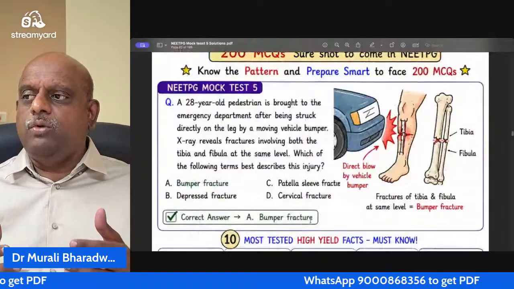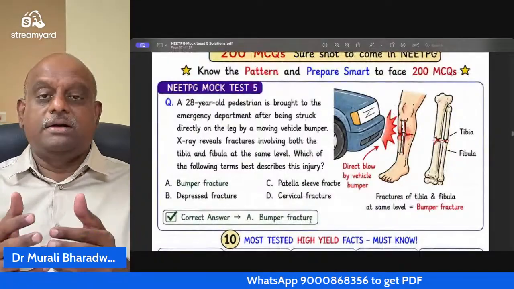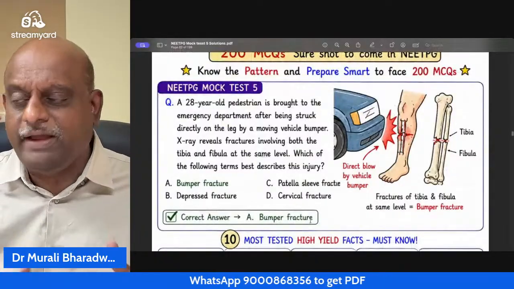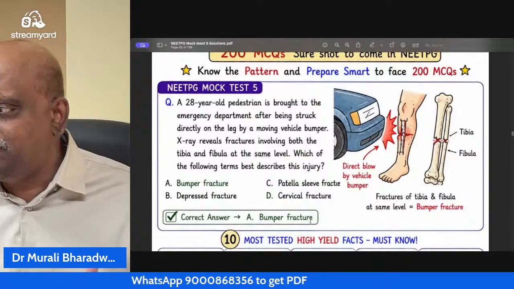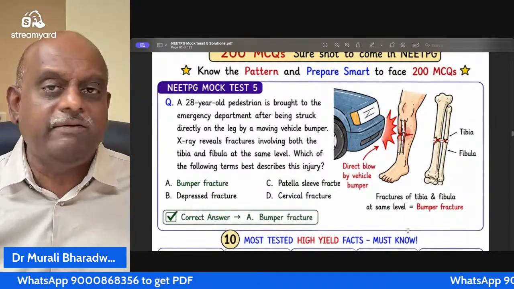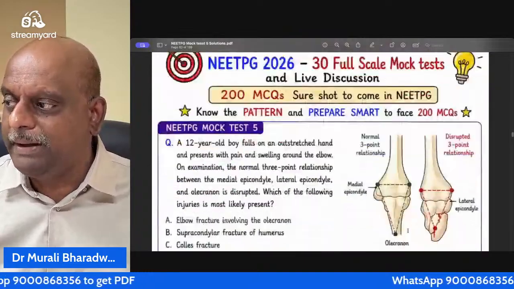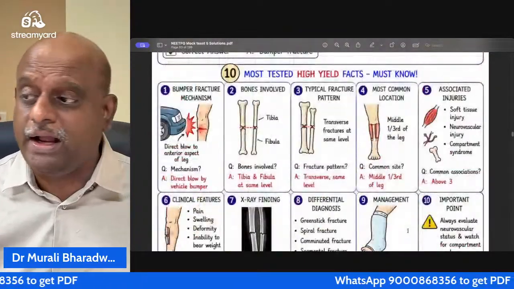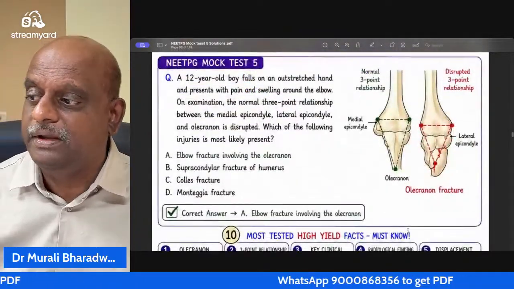A 28-year-old pedestrian is struck directly on the leg by a moving vehicle bumper. So, it's called bumper's fracture, where there is a fracture of the tibia and fibula at the same level, is what you need to remember. So, you need to be very sure to recognize the X-ray in the exam.